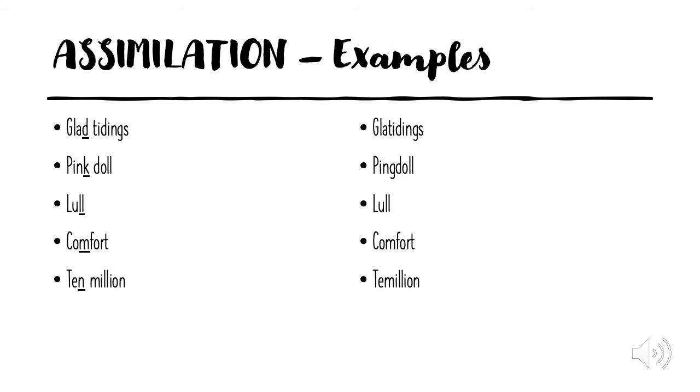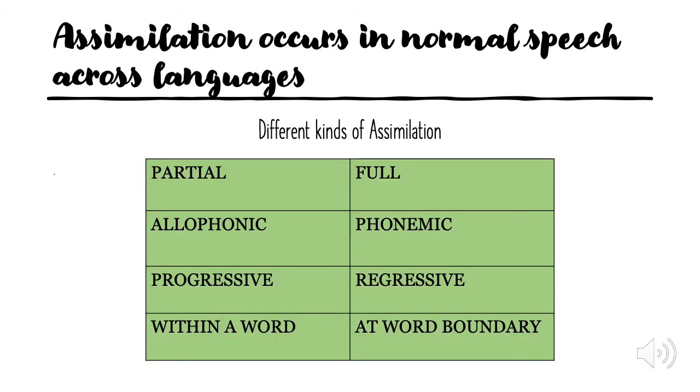There is obviously an n in it, but it is realized in a different manner. It is included in the pronunciation of "ten million," but it is realized differently, and this happens because of the m sound that comes after it. So even though we have just identified assimilation in English in these examples, you need to remember that assimilation occurs in normal speech in various languages. It's a phenomenon across languages.